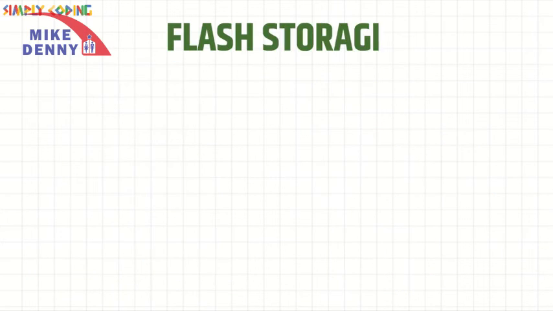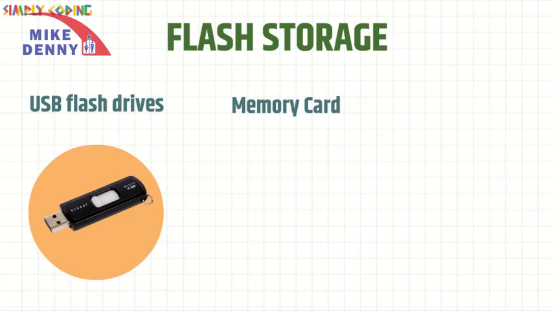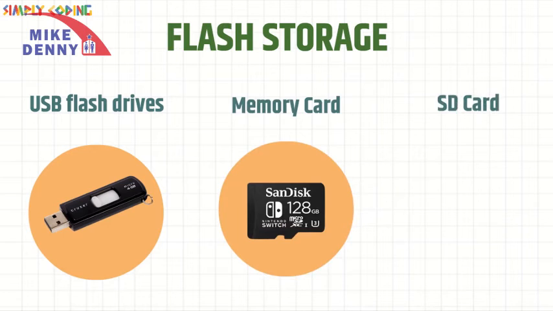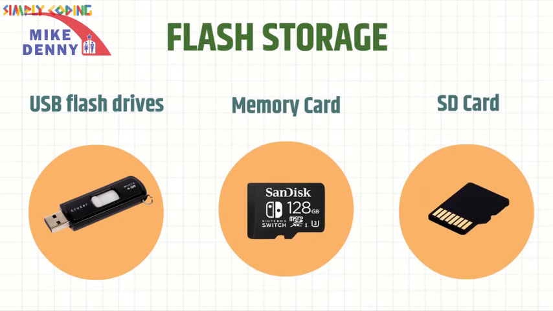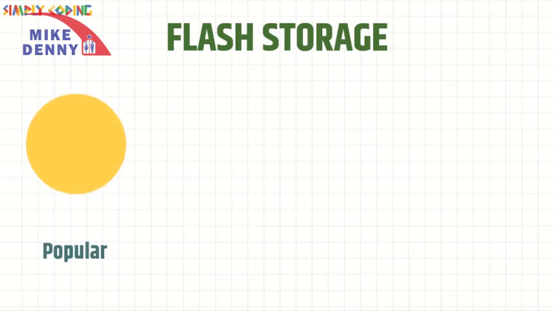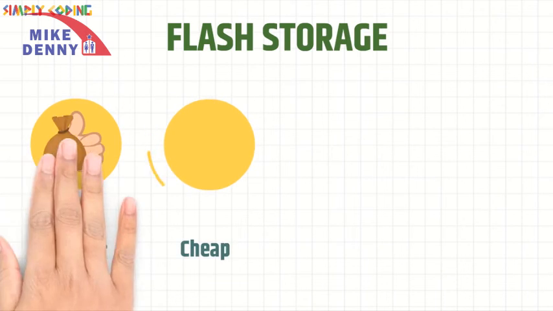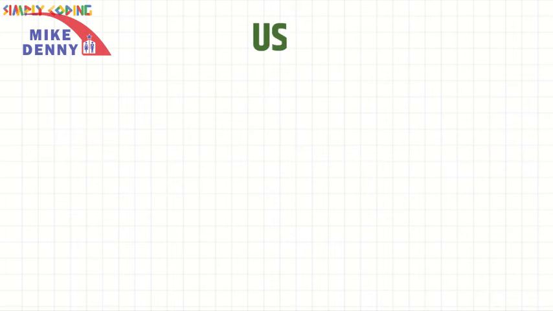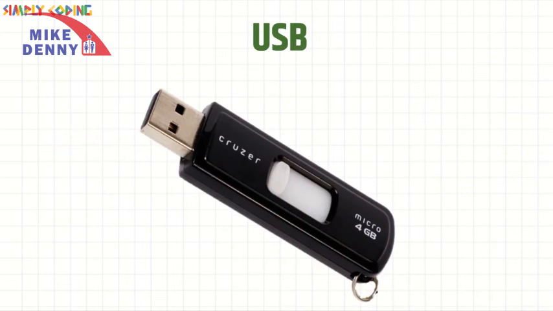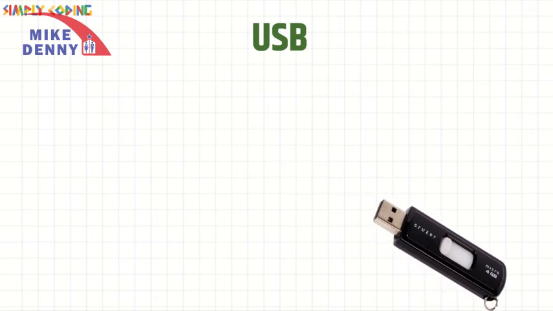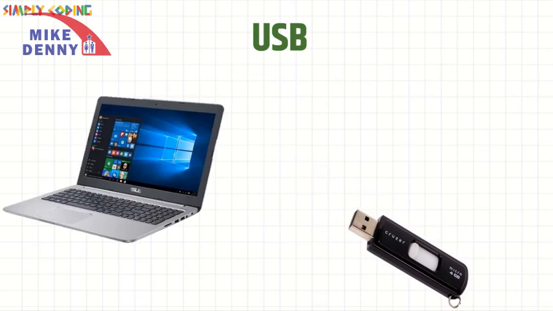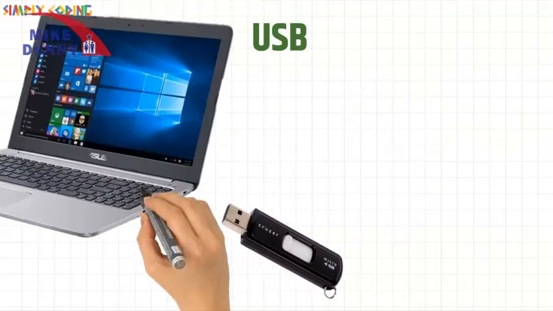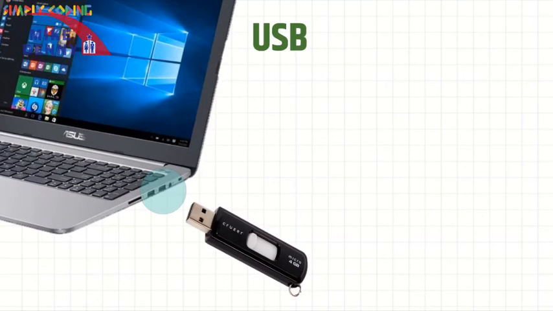Now we will cover flash storage devices. They include USB flash drives, memory cards or SD cards, etc. They have now become very popular as they are a cheaper, efficient and reliable solution. A USB flash drive or pen drive is a portable memory storage device which is the size of a human thumb and connects to a computer via a USB port.